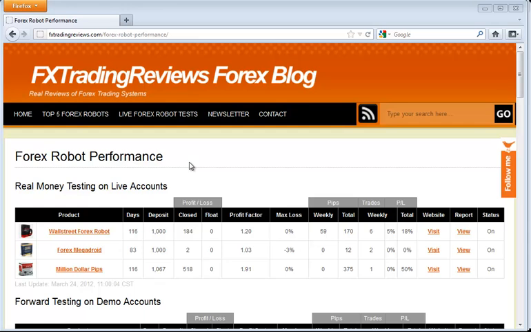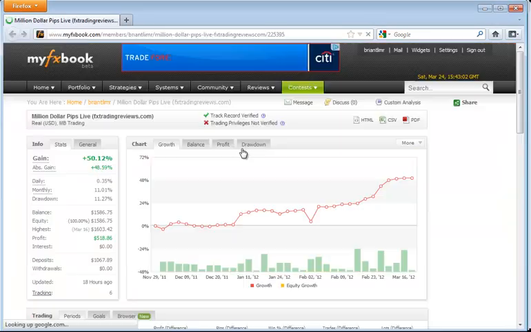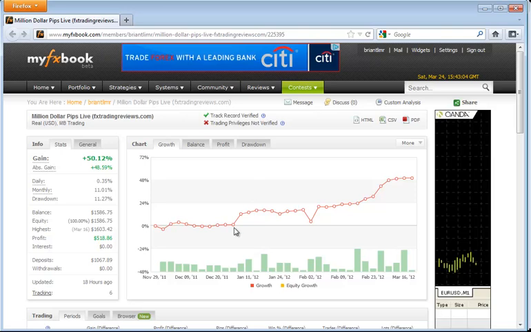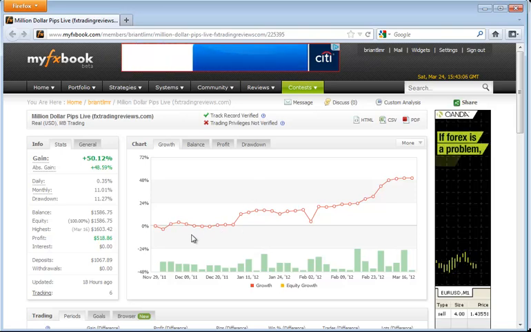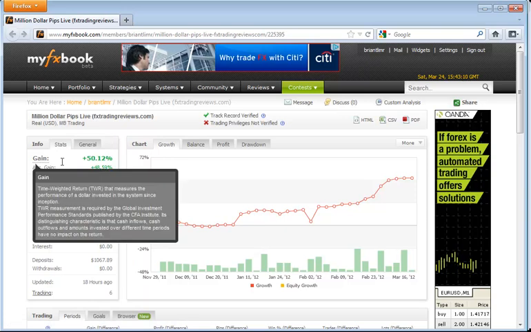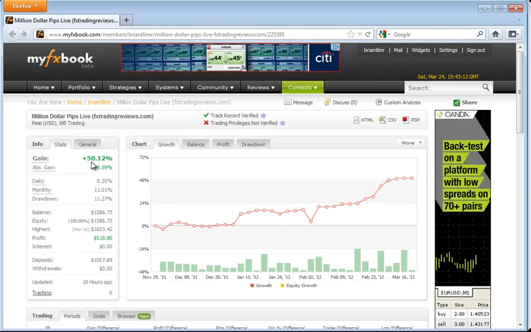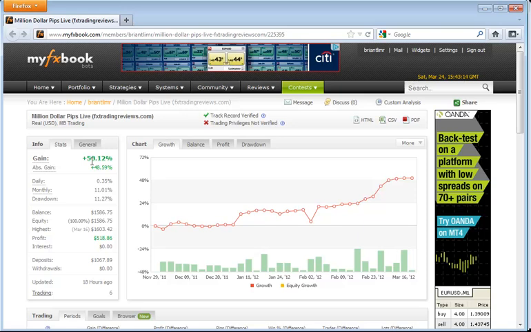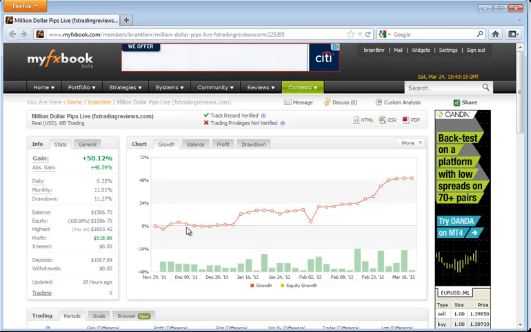So what I would like to do to begin the review today is to go to our performance page for Million Dollar Pips and just look at the track record over the last few months for this EA. At the very top here we're using MyFX Book. You can see that the gain for this period of time is plus 50%. That's very reasonable. And the equity curve as we look at it here is pretty steady to the upside.